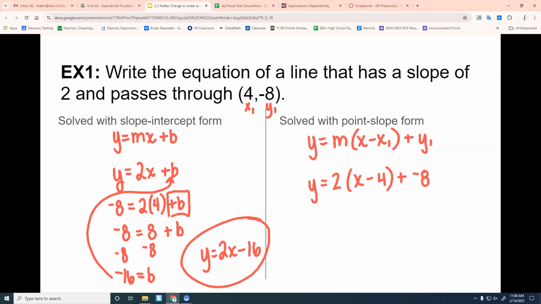For us, they do have some things that we are required to simplify sometimes. If they tell you you have to simplify, it's very simple. You just distribute and you get y equals 2x minus 8 minus 8, which is also y equals 2x minus 16.